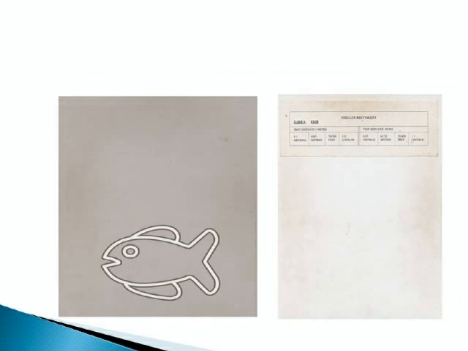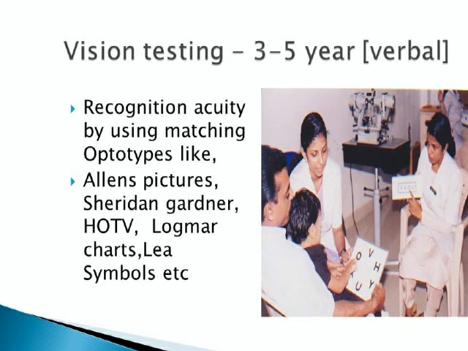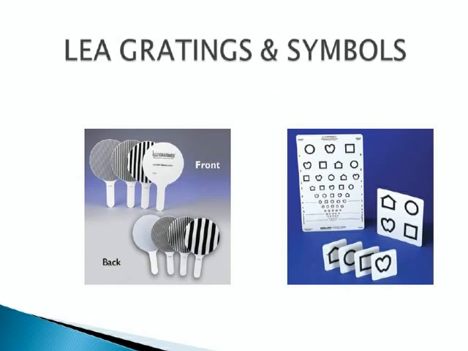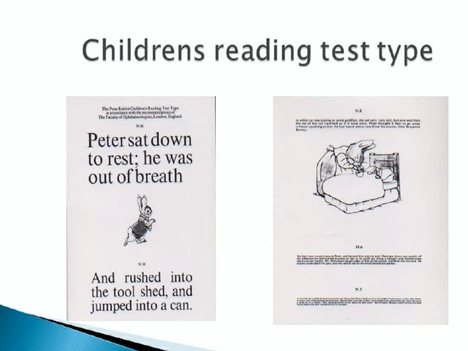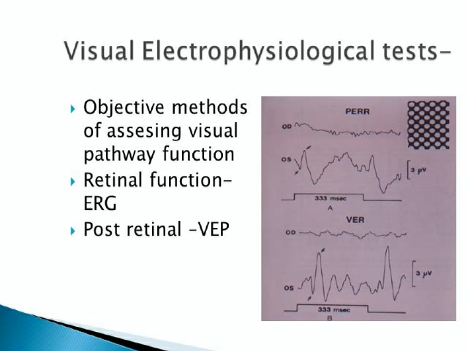These are the Cardiff cards. In slightly older children, you can have the LogMAR cards, and the key card is always there. These are the Lea gratings and Lea pictures which are used. LogMAR cards, the key card. And for all children who are going to school, we should record the near vision also. These are the near vision assessment charts.